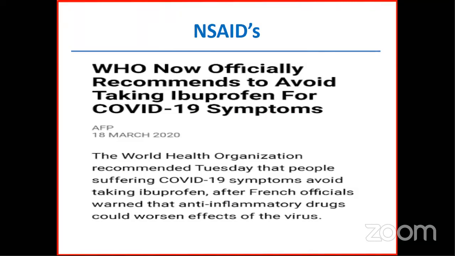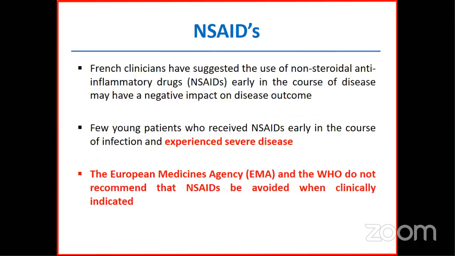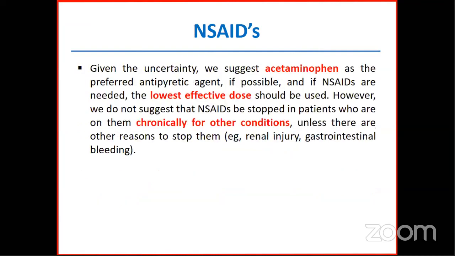NSAIDs, I think 3 months ago, on 18th of March, WHO published this warning that according to French scientist comments, we should not use NSAIDs, especially with young patients. It shows that young patients who used NSAIDs experience severe disease. Later on, with more data, we found there is no contraindication to be used, and EMA, which is European Medicines Agency, and WHO do not recommend that NSAIDs should be avoided for those with COVID-19, but it will be the second choice.